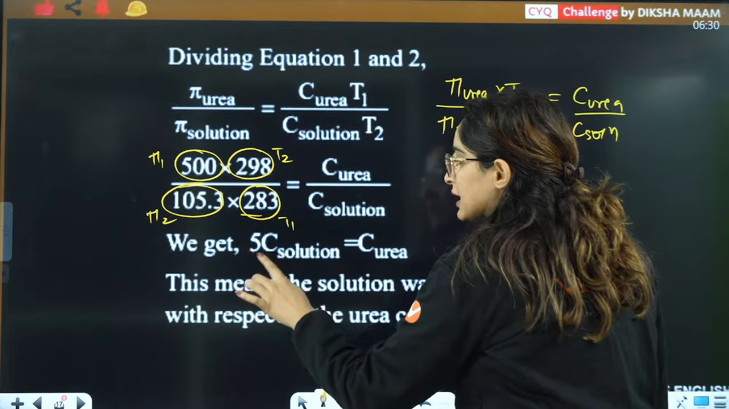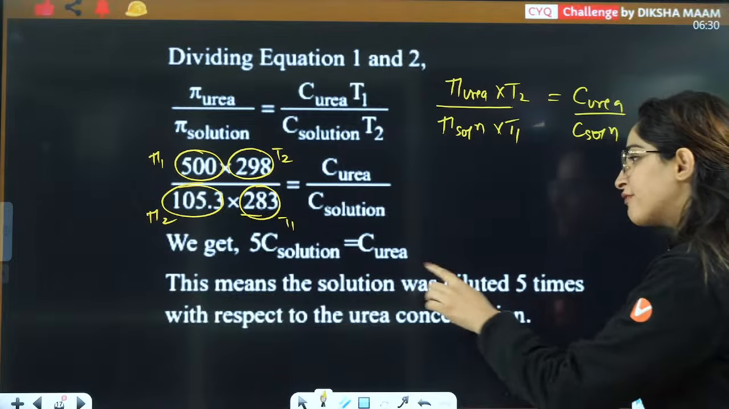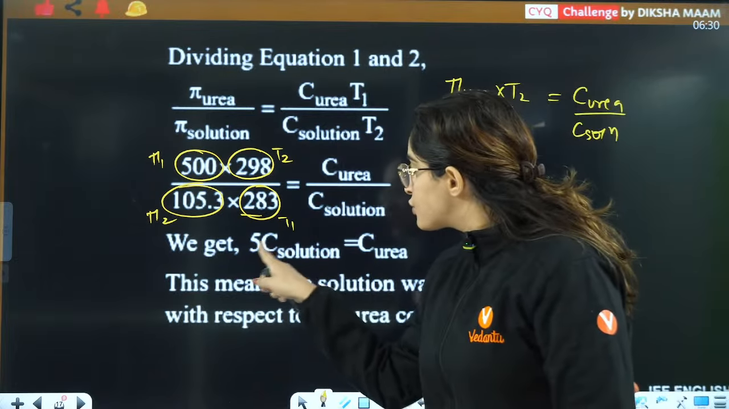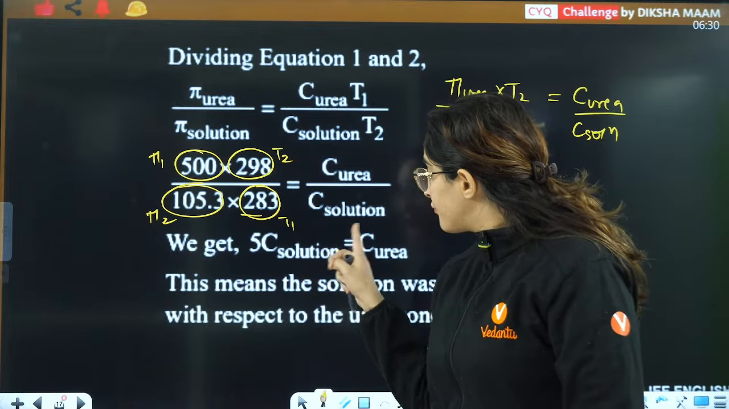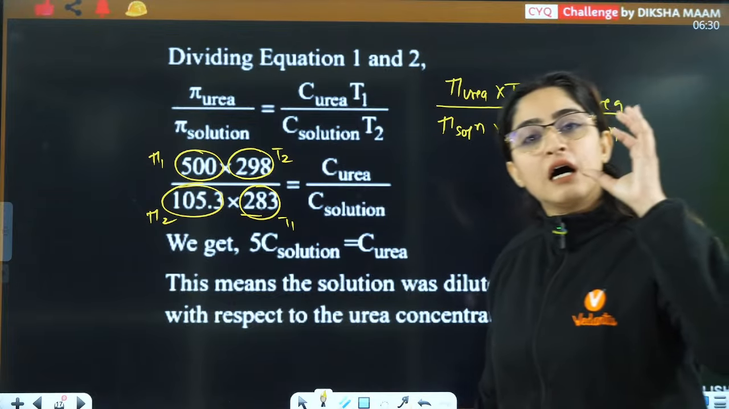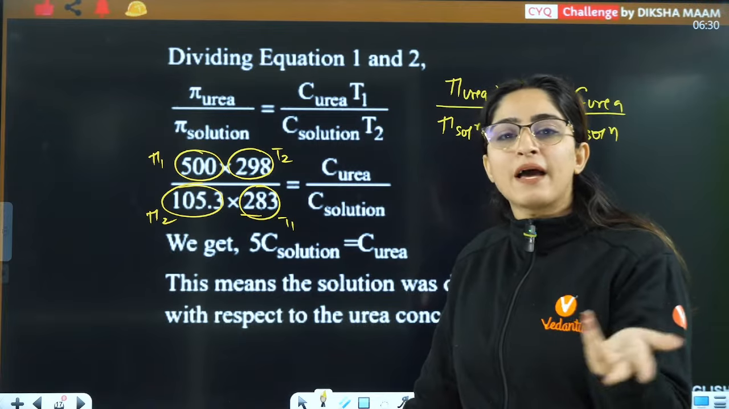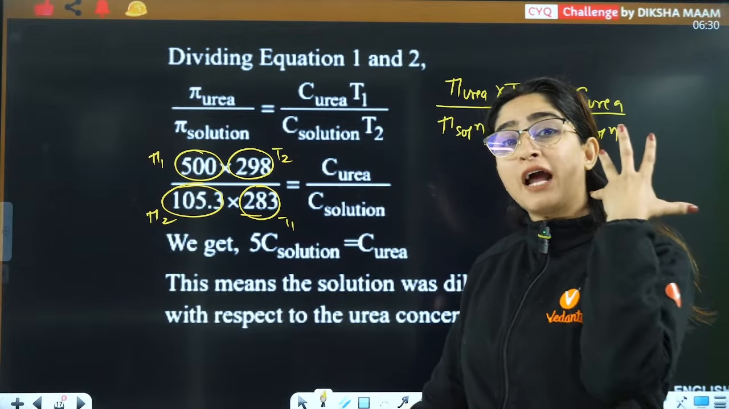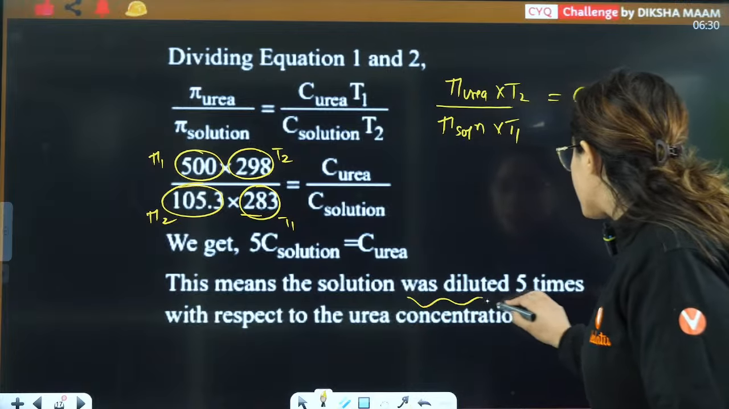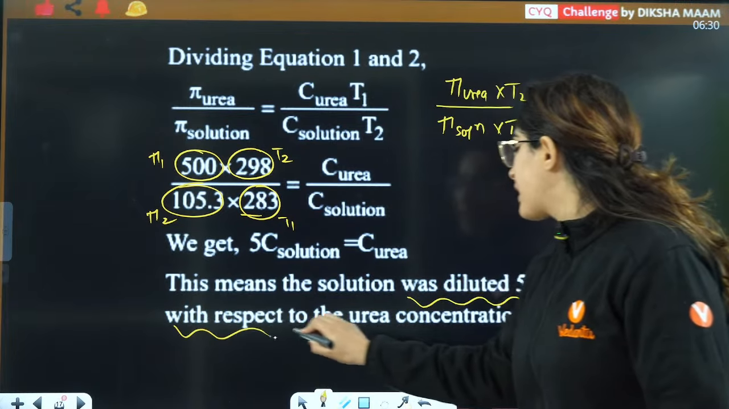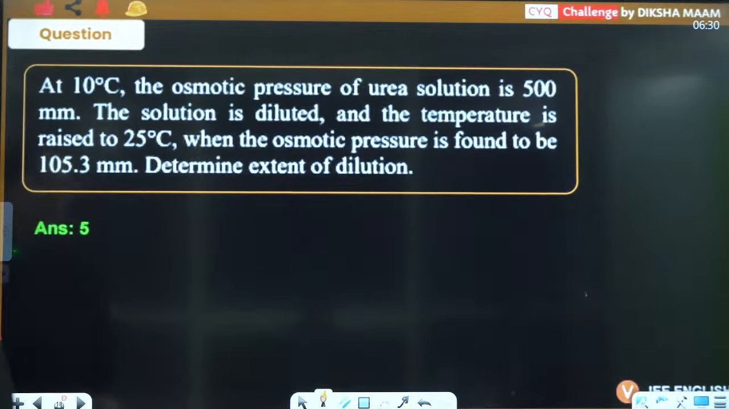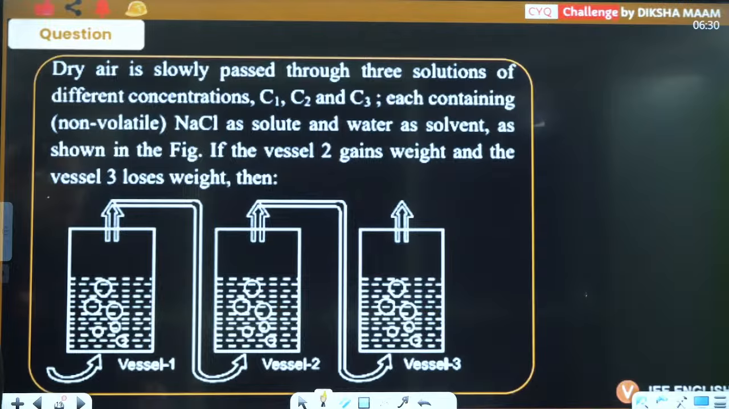5 times the solution is diluted, 5 times with respect to the urea concentration. That is why the concentration of urea is 5 times less. That means the concentration is decreased by 5 times, right? So that means you have diluted it by 5 times, right? So you can say the solution was diluted 5 times with respect to the urea solution. Okay, right everybody? So the answer 5 is the correct answer.